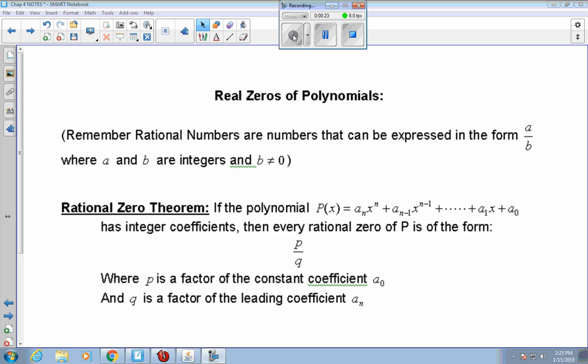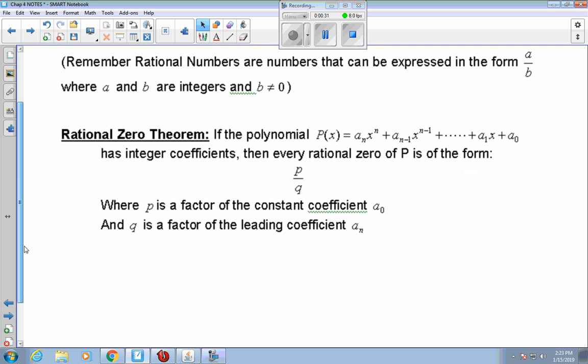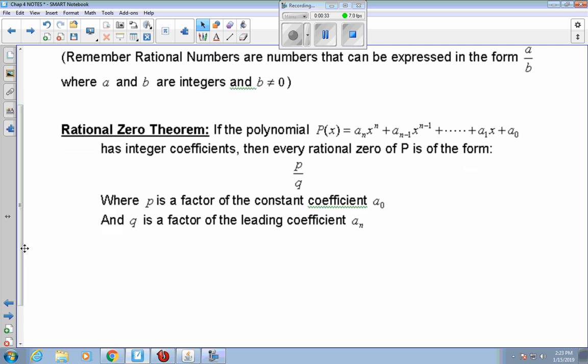So, rational numbers. Remember, the rational numbers can be expressed in the form a over b, where a and b are integers, b does not equal 0. Your rational zero theorem. This is a way that we can find out what the possible rational zeros are. Just because you have a polynomial doesn't mean you have to have rational zeros.